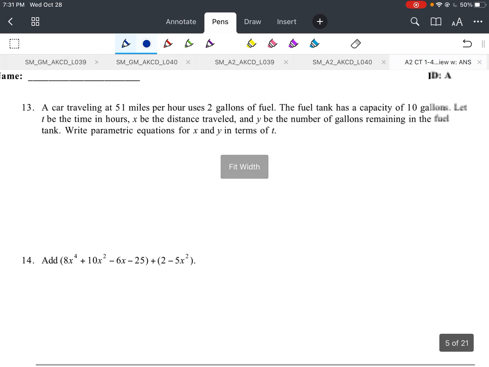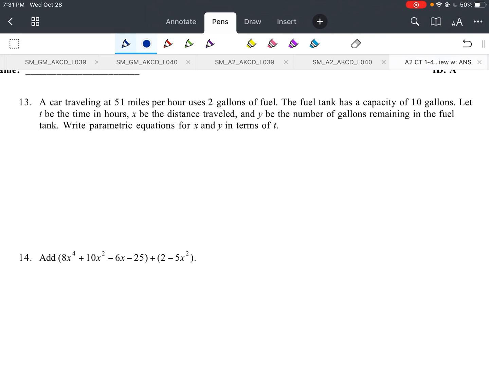All right. Let's do one last one, and then we'll take a break. A car traveling 51 miles an hour uses 2 gallons of fuel. The fuel tank has a capacity of 10 gallons. Let t be the time in hours. Write parametric equations for x and y in terms of t. So we're going to need some things in here. t stands for the time in hours. x is the distance traveled, so 51 miles per hour.